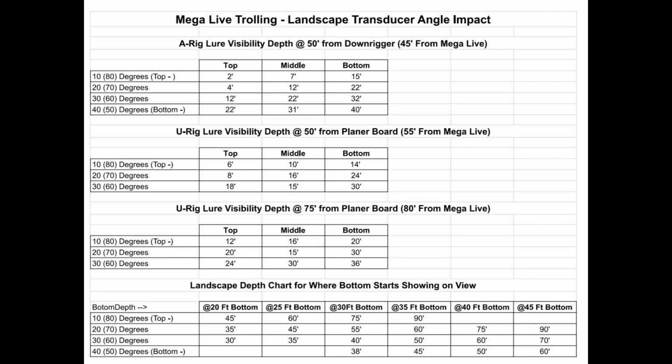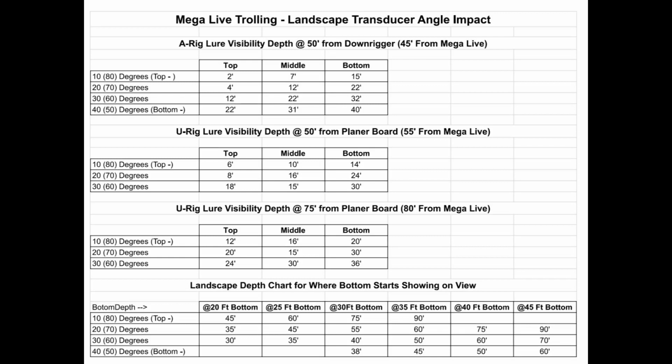My U-rigs I run on planer boards at about 50 feet behind the planer board, but the planer boards are back about 10 foot from the rod. So that puts them at about 55 feet from Mega Live. And I've also done testing of the U-rigs at 75 foot from the planer board, about 80 foot from Mega Live. And although you can see them, you really have to keep them in the sweet spot of the cone.